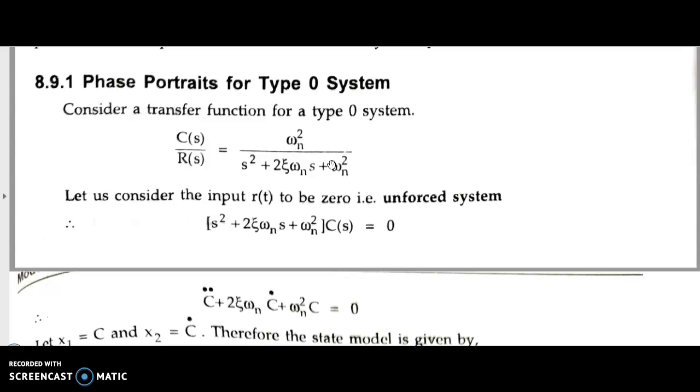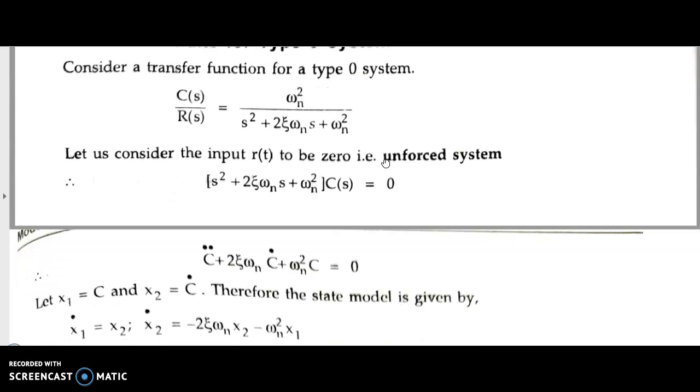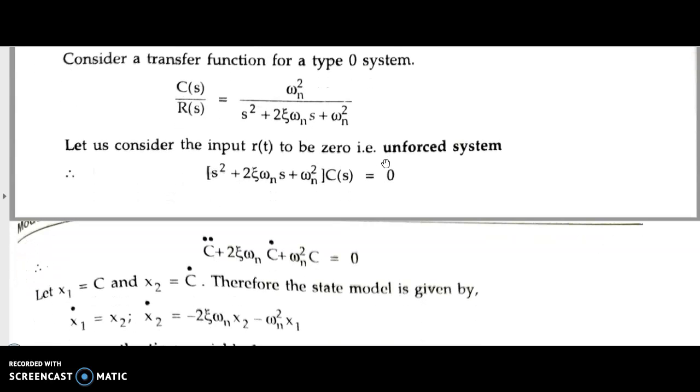Second order system, zeta conditions: underdamped, overdamped and critically damped conditions. See here, this is your second order system transfer function. Input is usually 0, so here take r is equal to 0. Then multiply: R(s) into omega n square is 0, right? So C(s) into this term is equal to 0.